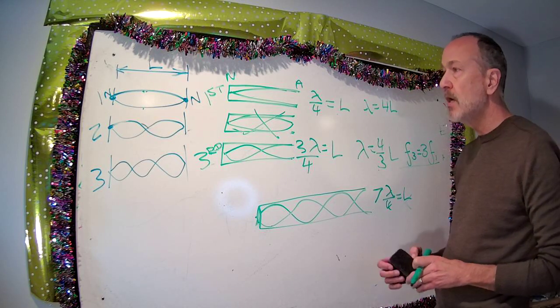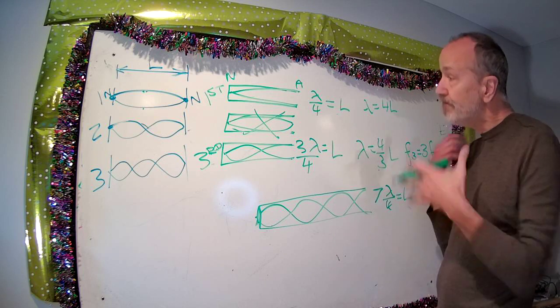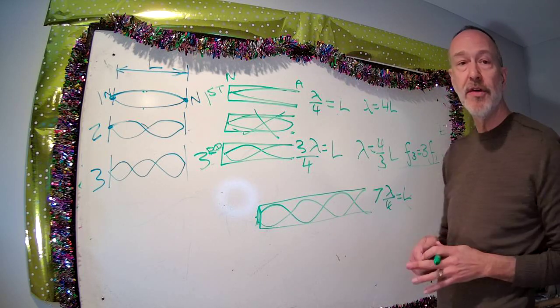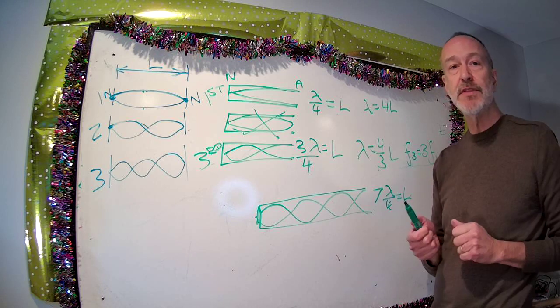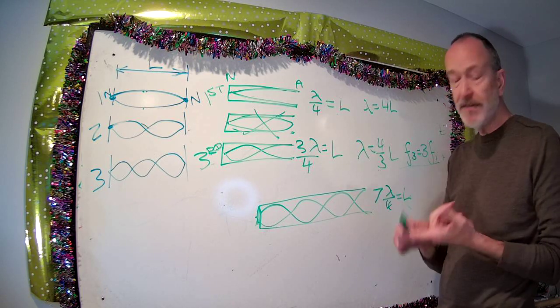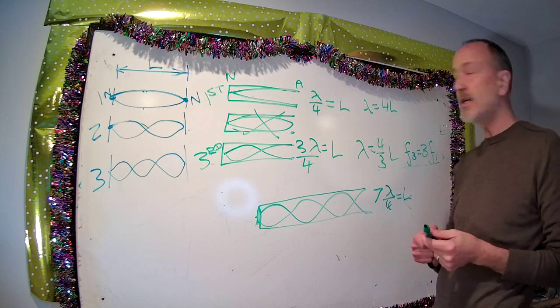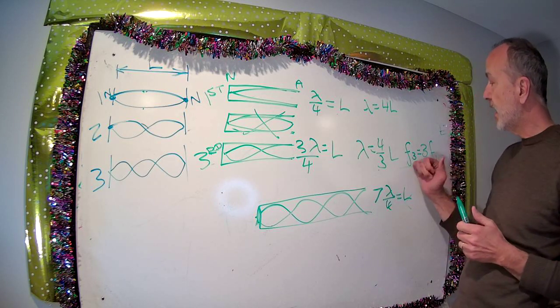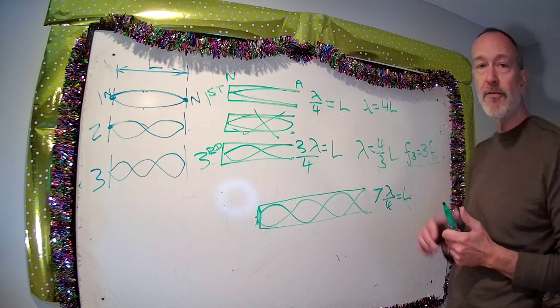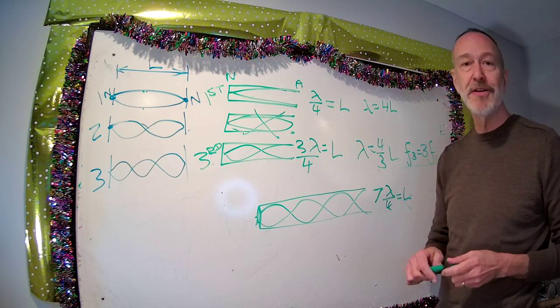Okay? So that's how you geometrically deal with the types of waves that can set up in pipes. You still have the v equals f lambda relationship. You still have the higher harmonic frequencies as multiples of the fundamental frequency.